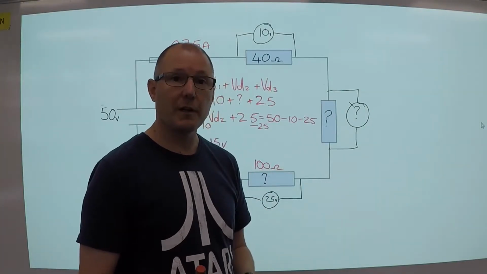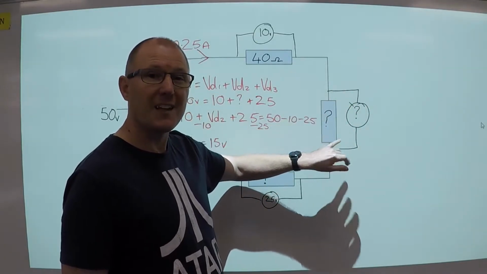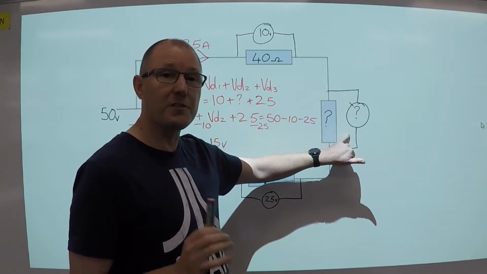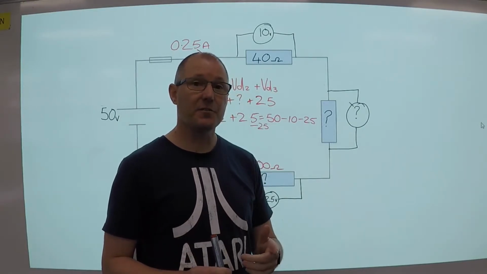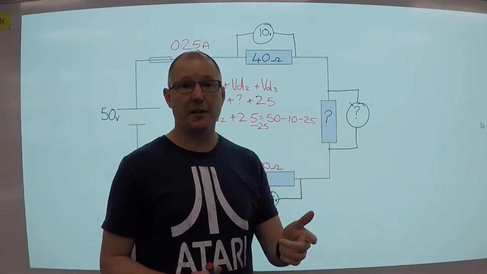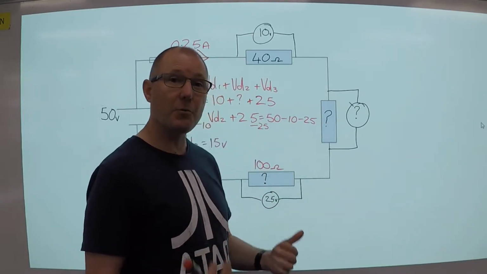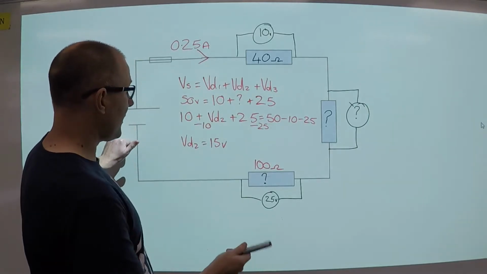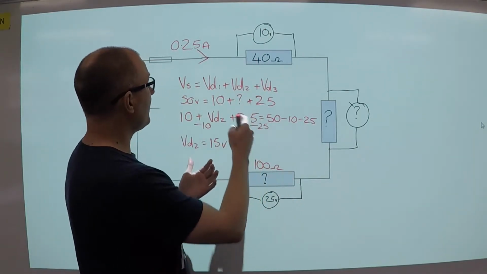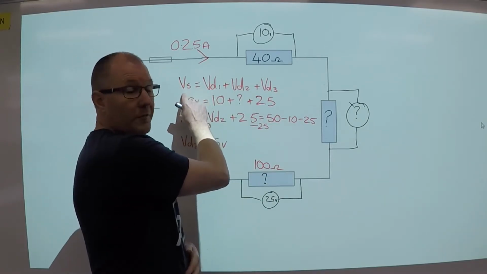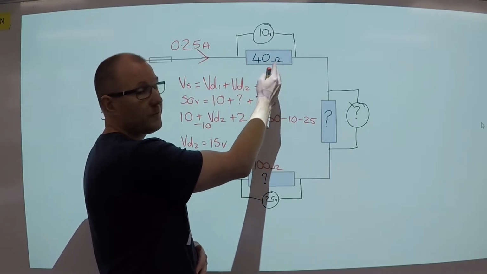The next step is to find the remaining values. The easiest one to do is the voltage drop, because Kirchhoff's voltage law in a series circuit states that the sum of all voltage drops equals the supply voltage. So we've got the supply voltage and two of the voltage drops.